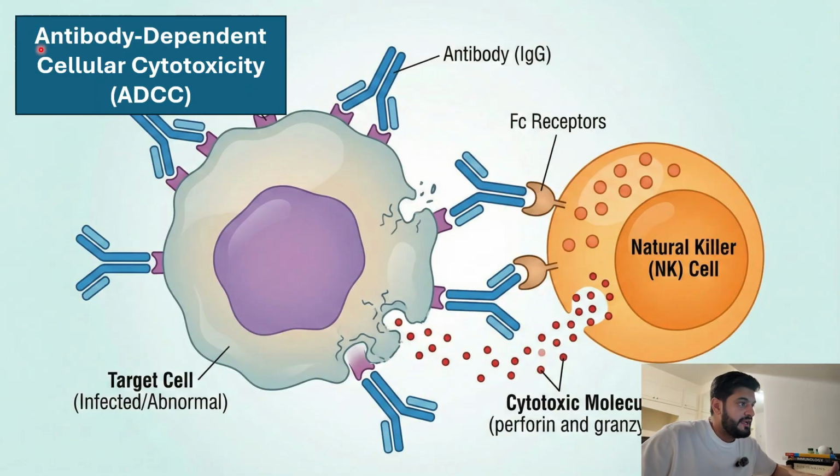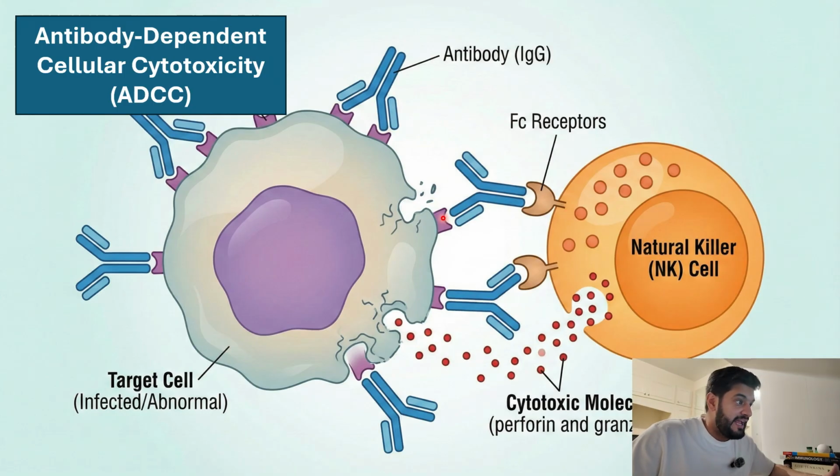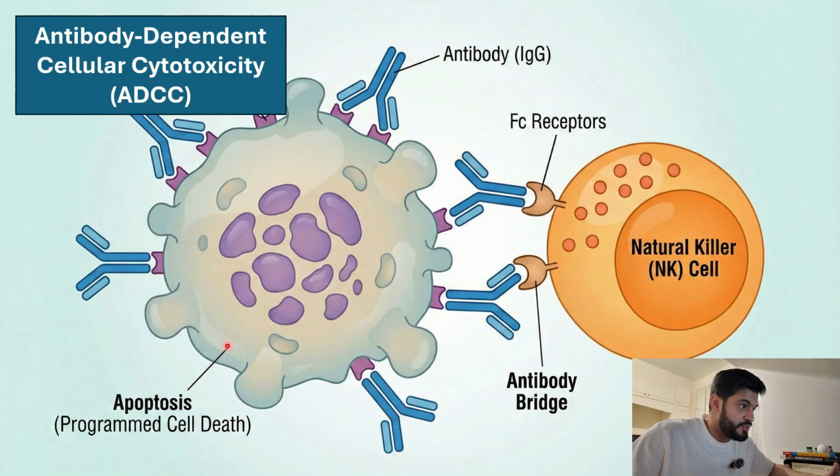the bacteria. Next is something called antibody-dependent cellular cytotoxicity. It's also known as ADCC, which is much easier to pronounce. Antibodies bind to infected and abnormal cells. As you can see, natural killer cells recognize the FC region via FC receptors and release cytotoxic molecules. The target cell undergoes apoptosis, as you can see on the screen. Here, antibodies act as a bridge between the infected cell and killer cells.